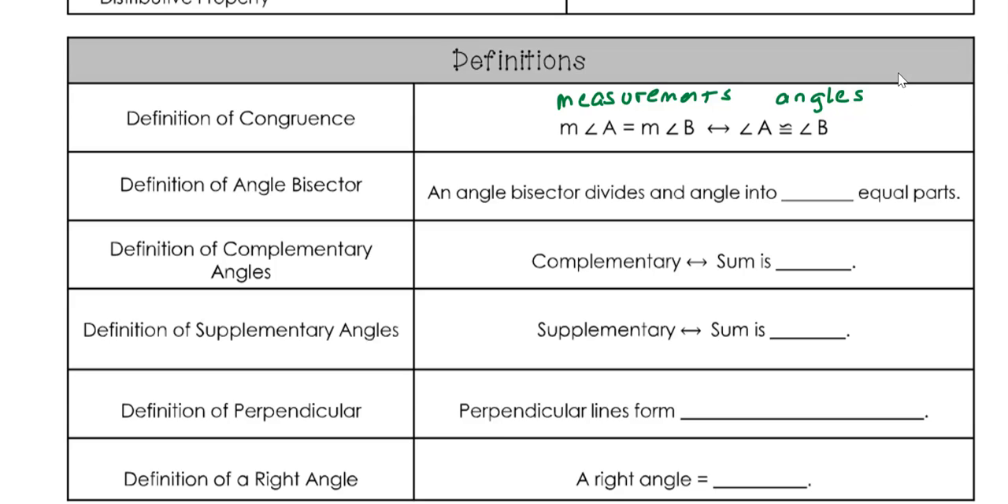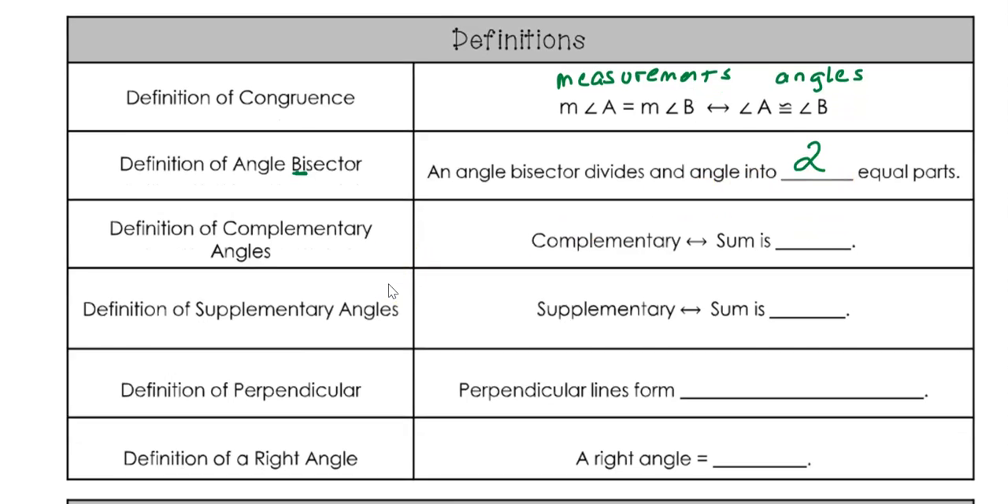Now our new definition is an angle bisector. So an angle bisector, the word bisect, we see that prefix bi, which tells us two, and then bisect means to cut into two parts. So an angle bisector divides an angle into two equal parts.